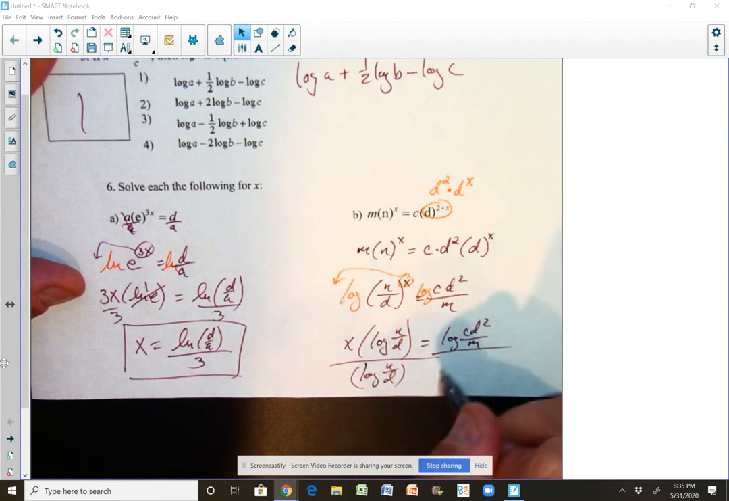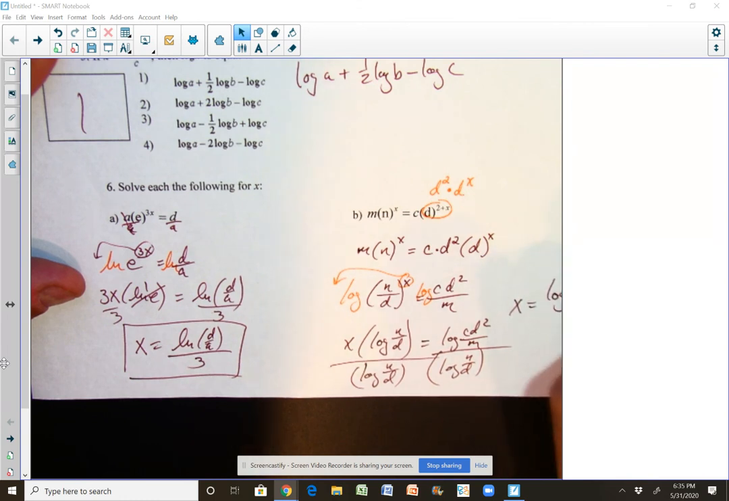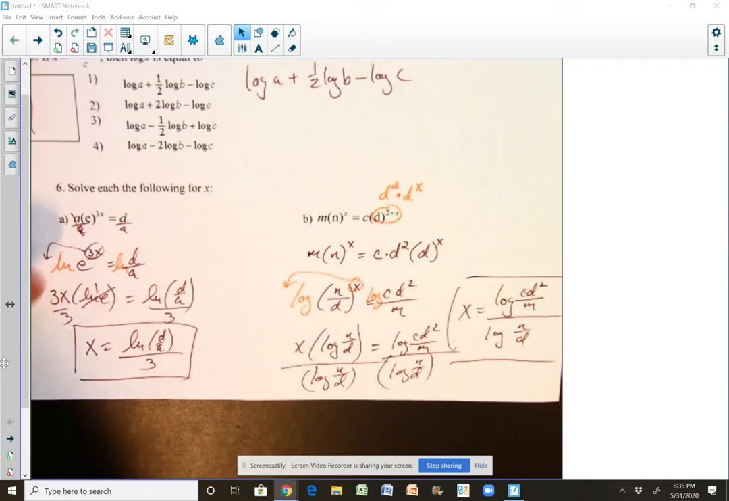So we're going to divide by that, and we get our final answer, which says x equals the log of cd squared over m divided by the log of n over d. And here's your final answer in that case. Oops, sorry, went off the screen there a little bit.